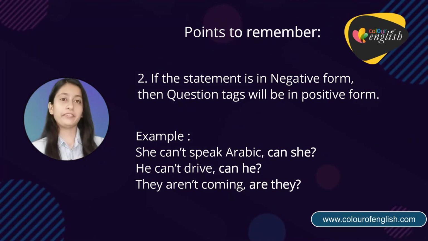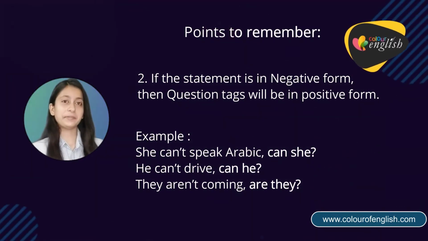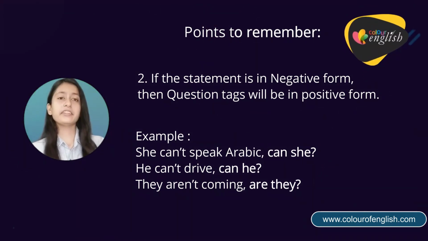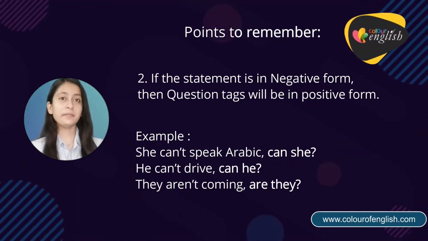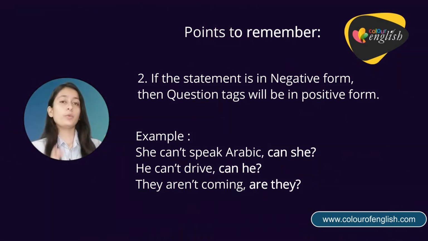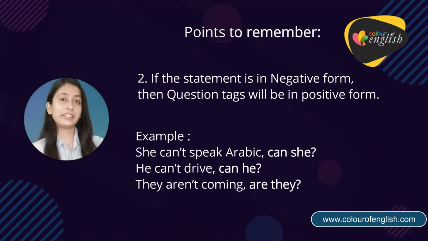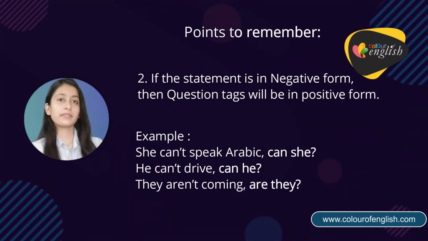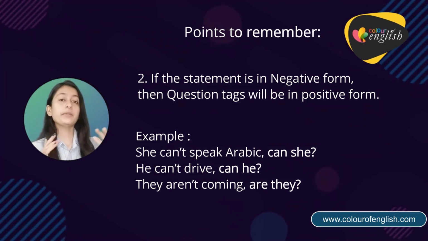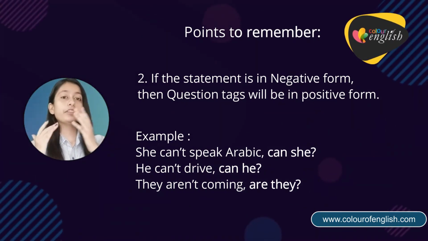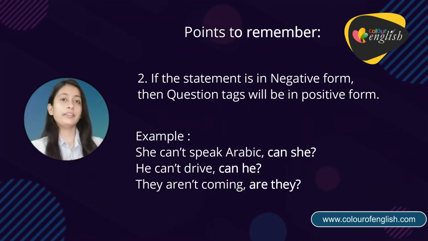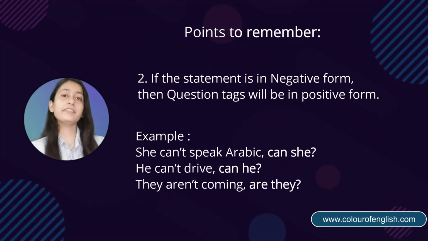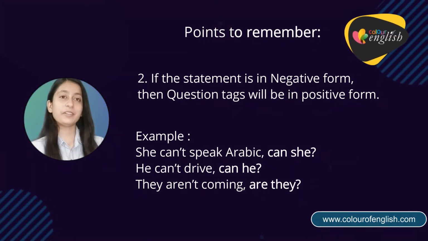He can't drive. Can he? They aren't coming. Are they? So whenever the first statement is in negative form, the question tag will be in positive form. So these are two major rules: if the first statement is positive, the question tag will be negative. If the first statement is negative, then the question tag will be positive.